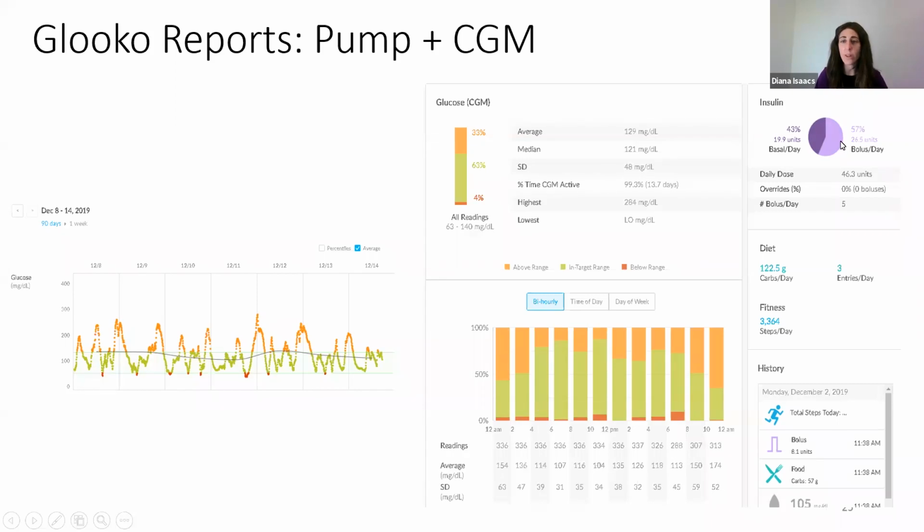In addition, one of the things I like about Gluco is just that it can link up with Apple Health and everything. So you can even get things like steps and other app information in there. And then of course we can see the basal bolus breakdown here. This person's got 43% as basal and 57% as bolus insulin.